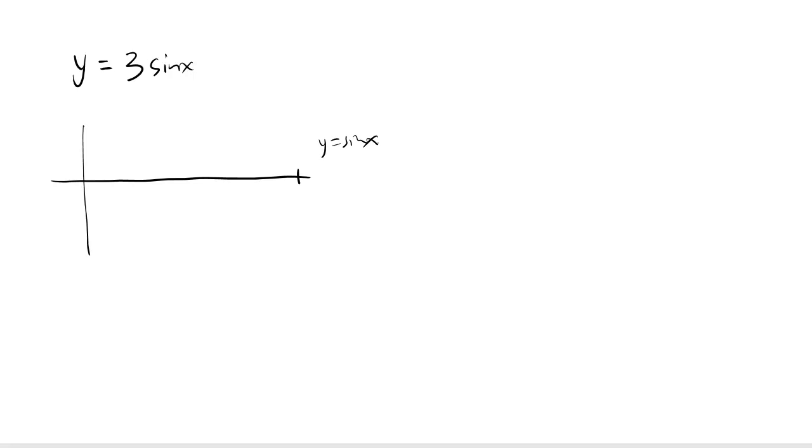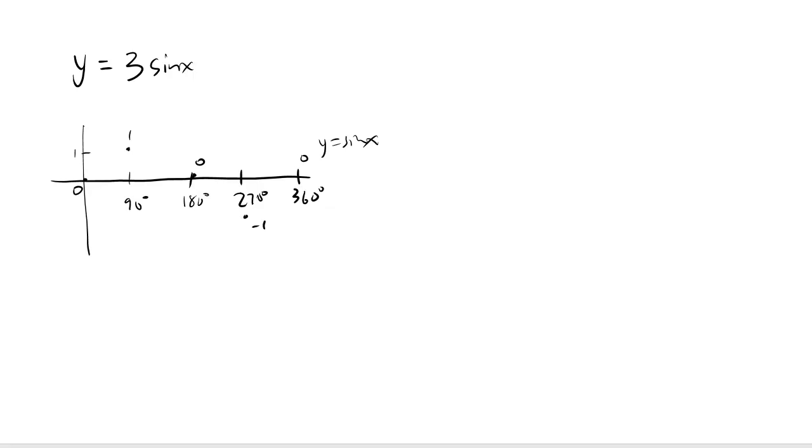First, I want to tackle the one that has a number in front. So what if you had 3 times sine x? What's the graph? Well, what you need to know is that the sine graph, if you just said y equals sine of x, has the period of 360 degrees and 270 degrees here. And it goes from 0 to 1, 0, and then -1 and then 0. Okay, so 0, 1, 0, -1, and 0.